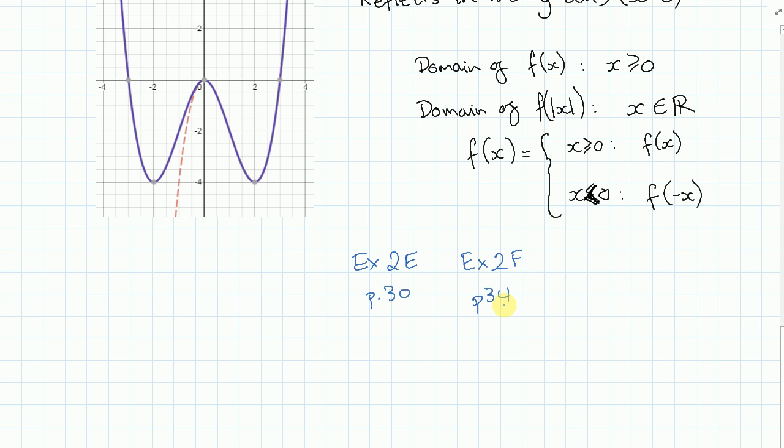Hey guys, there you go. So we have one more section to do, which is solving problems with areas and modulus functions.